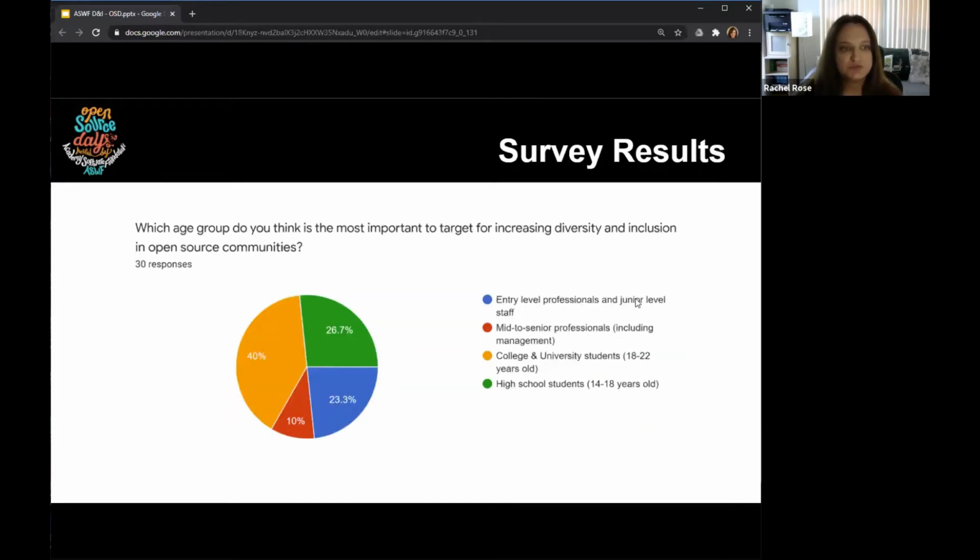So what age group do you think is the most important to target for increasing diversity and inclusion in open source communities? What we found with this question was that overwhelmingly people were definitely leaning towards college, university, and high school students being the ones who were the key target. If we could really start to talk to college, university, and high school students about this topic, we should be able to make some improvements in diversity and inclusion within open source software.